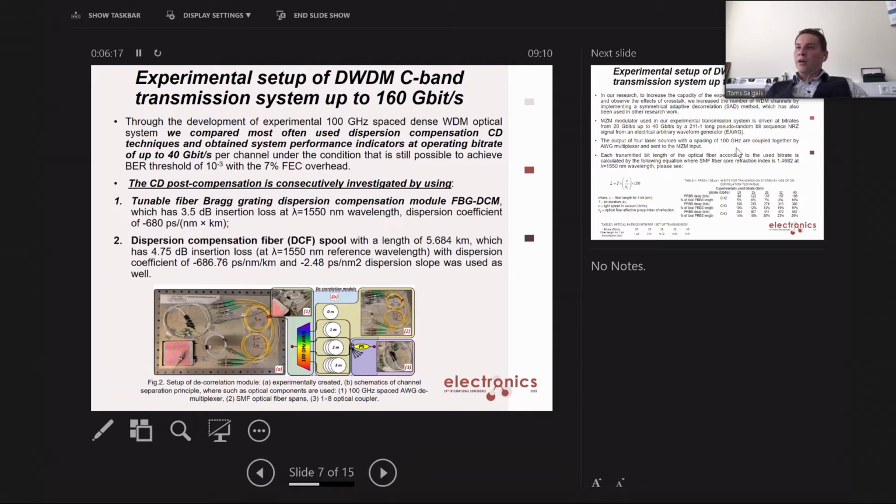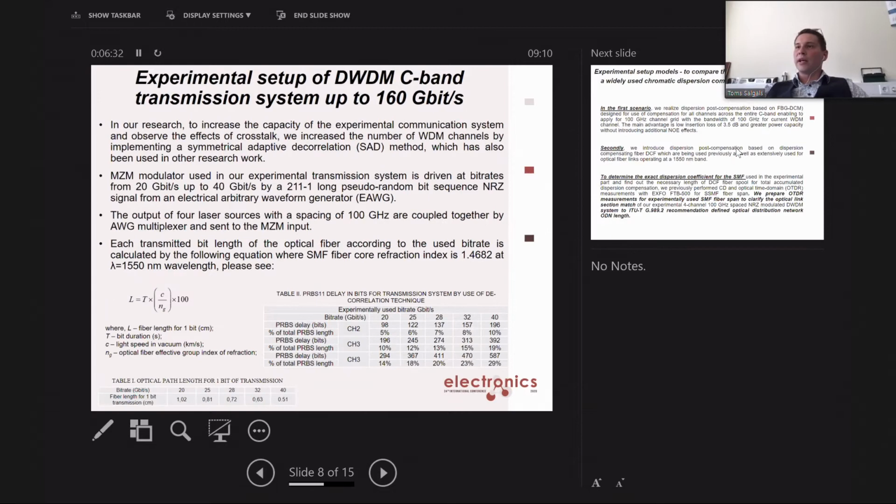With the negative dispersion coefficient, which was the same as the positive ones, the opposite of the SMF fiber. And for the experimental setup, we drove our system with different data rates, 20 gigabits and 40 gigabits per bus, from the arbitrary waveform generator, and used commercially available 100 gigahertz multiplexers with the central frequency of 103.1.